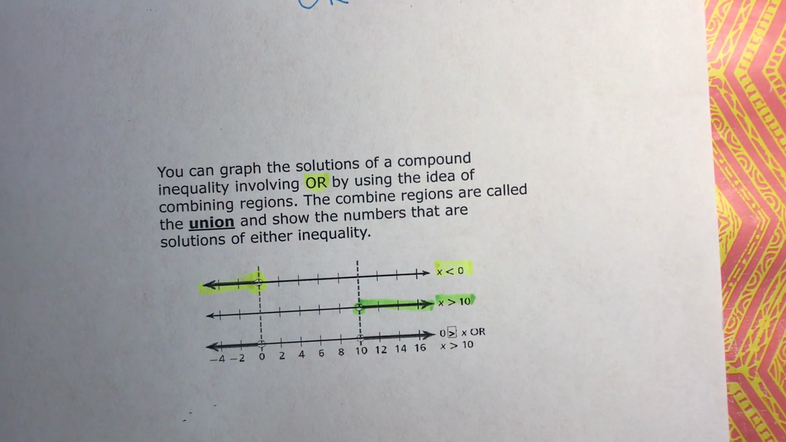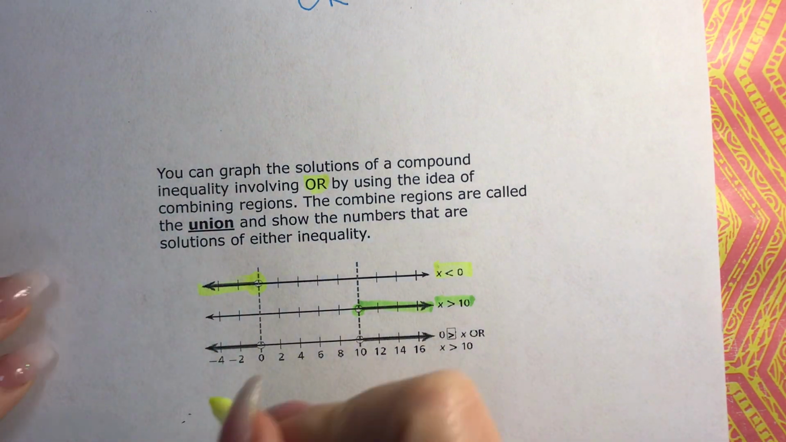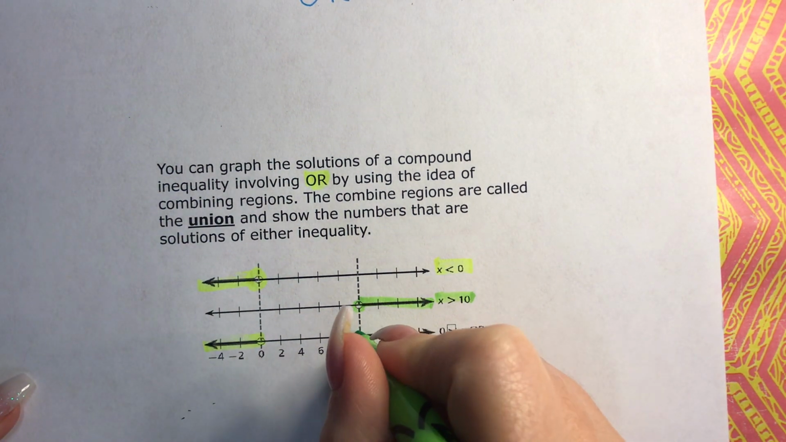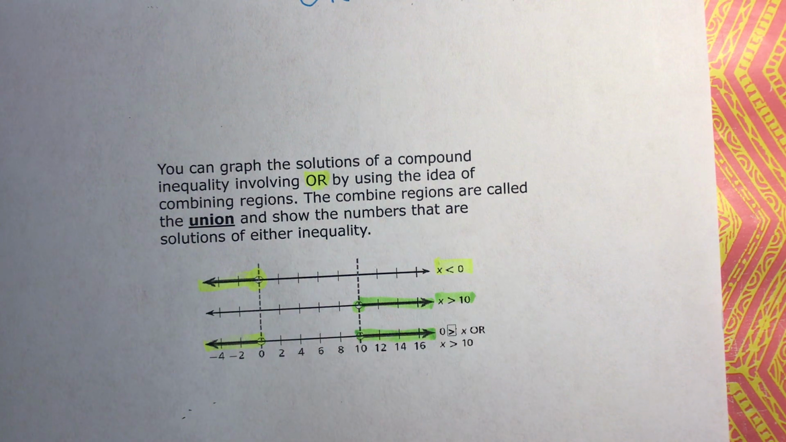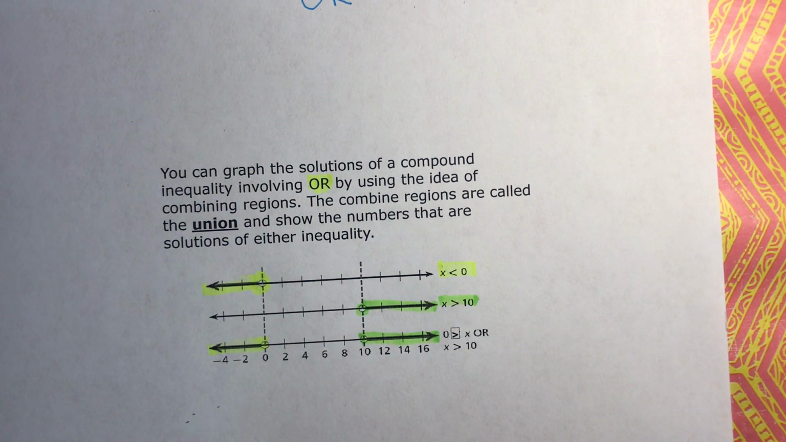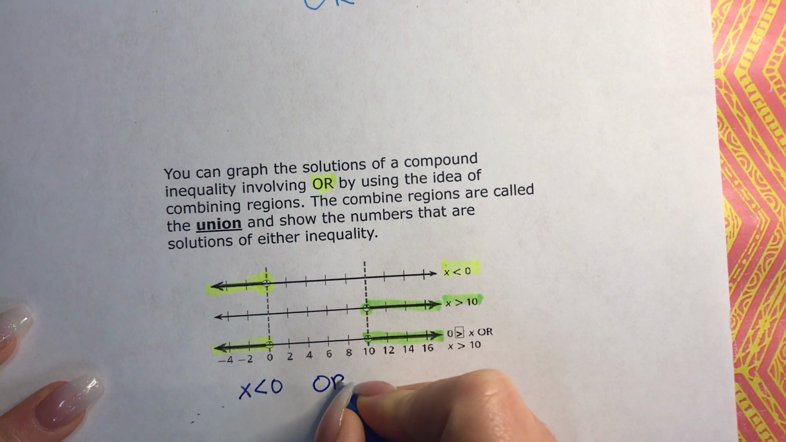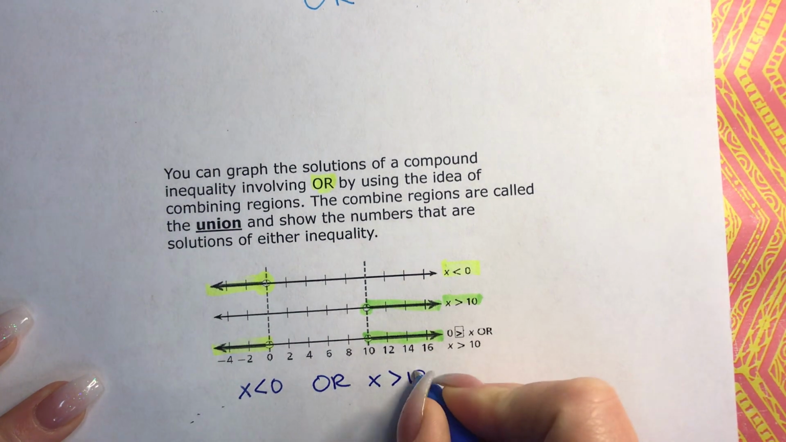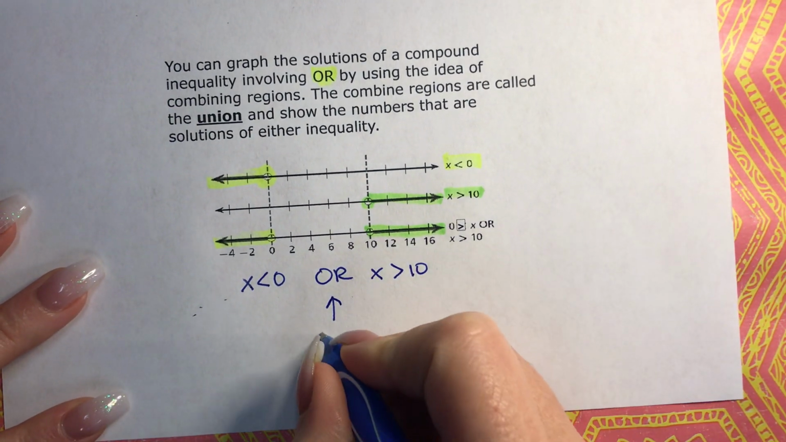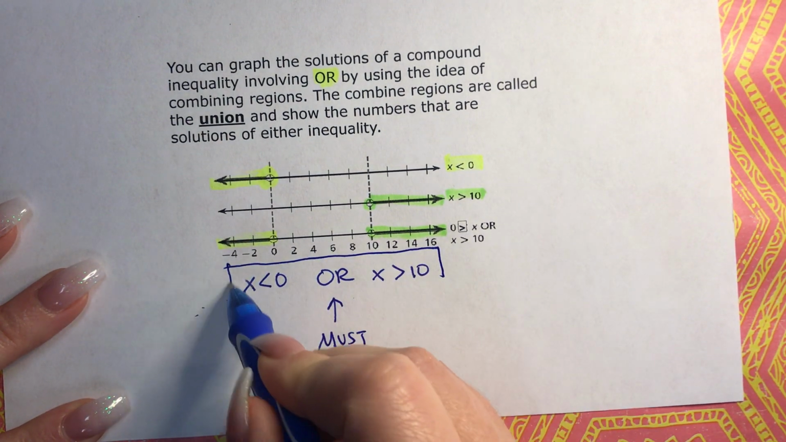And when you combine these regions together and write them as one thing, it's called a union. It's a union of both of these inequalities. So the combined regions are called the union and show the numbers that are solutions of either inequality. So you would write this as x is less than 0 or x is greater than 10. And you have to write this. This is a must. A must for your quiz, a must for your homework, a must for your test. You have to have that, or else it will be wrong.